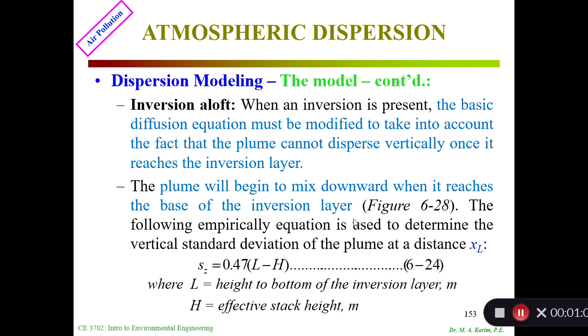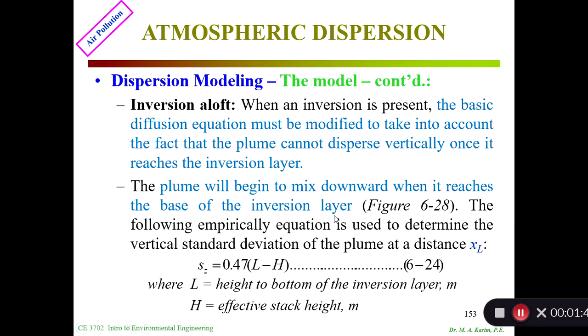Okay, the inversion aloft. When an inversion is present, the basic diffusion equation must be modified to take into account the fact that the plume cannot disperse vertically. That means it cannot go upward, it will go downward, right? So the plume will begin to mix downward when it reaches the base of the inversion layer, figure 6.28. The following empirical equation is used to determine the vertical standard deviation of the plume at a distance of XL: SZ is equal to 0.47 times (L minus H). L is the height to the bottom of the inversion layer and H is the effective stack height.